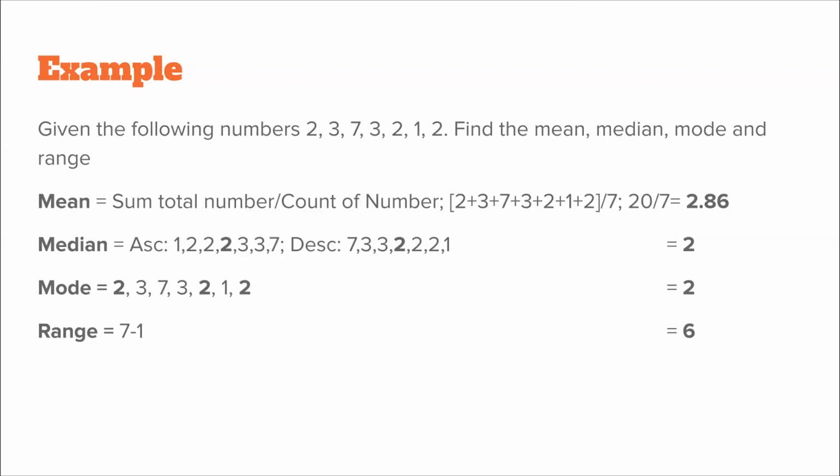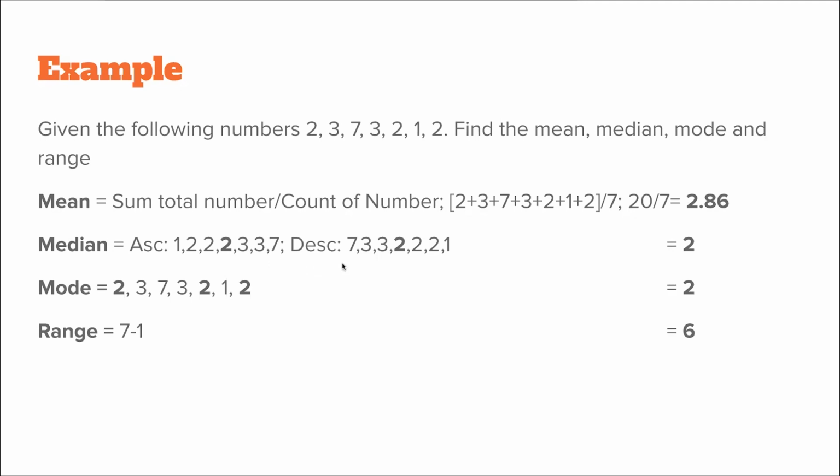If you're asked to get the median, you just have to order the numbers in ascending or descending order. So in ascending order, this is 1, 2, 2, 2, 3, 3, 7, or you're going to have 7, 3, 3, 2, 2, 2, 1. So if you count these numbers, you take out the first one, you take out the last one, and repeat, and you'll be left with the middle number.